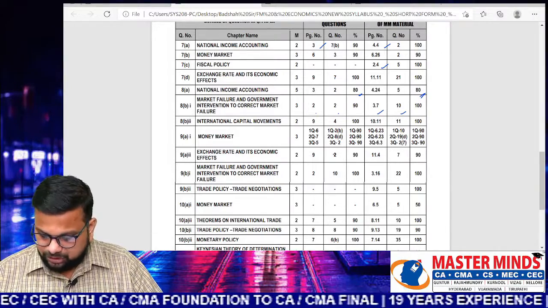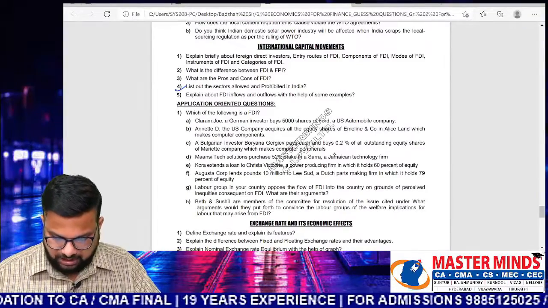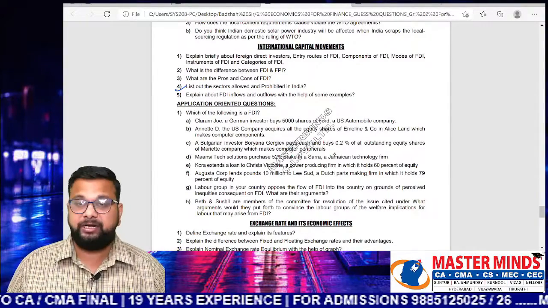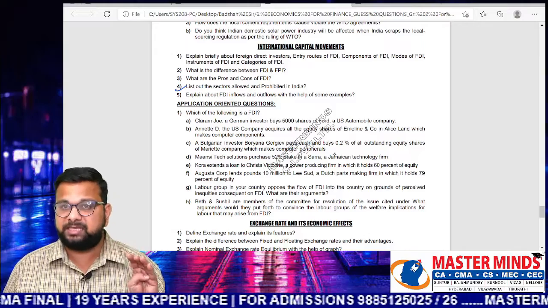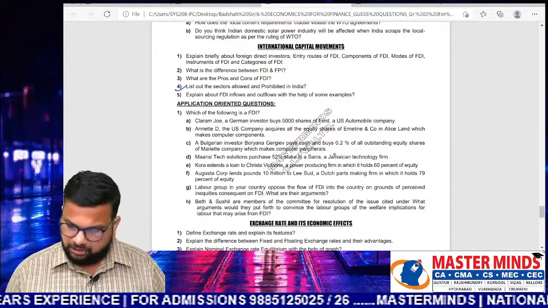When it comes to guest questions, page number 9, question number 4. You can see now: list out the sectors allowed and prohibited in India. He has only asked for 4 sectors, Nana, not all the sectors. So out of this question, we will write any 4 sectors.